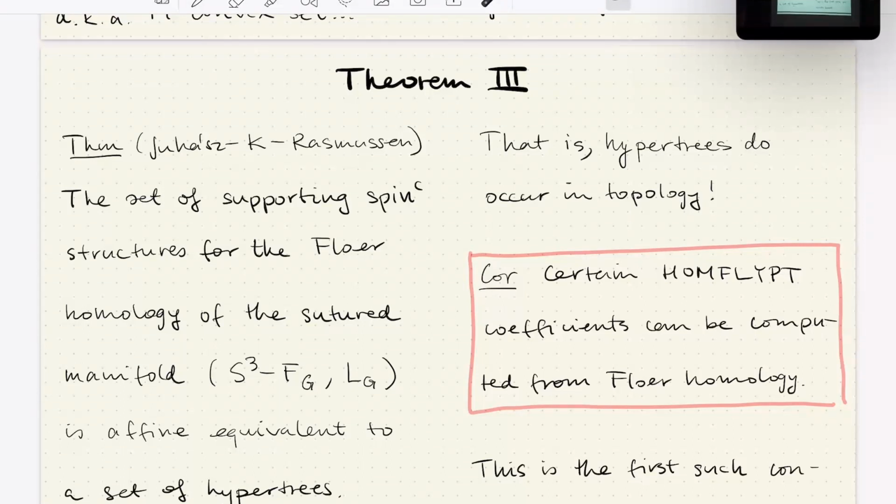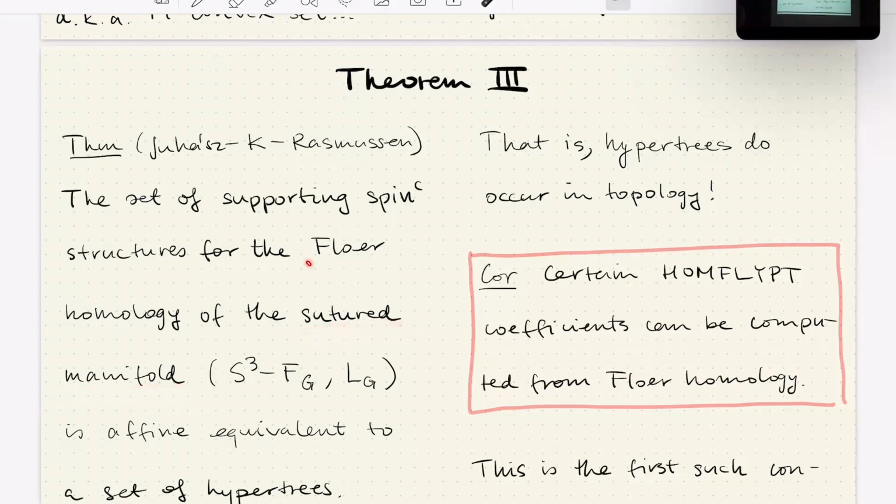If you think back to this graph G, you remember that we didn't just have the associated link LG, we also had a surface FG. That was sort of a thickening of this graph. Now if you place this whole thing in S3, so just compactify R3 with 1 point, look at the complement of FG, the surface, and notice that on the boundary of this complement lives LG, the knot. Then you get yourself a so-called sutured manifold. What I just said is a representative example of a sutured manifold.